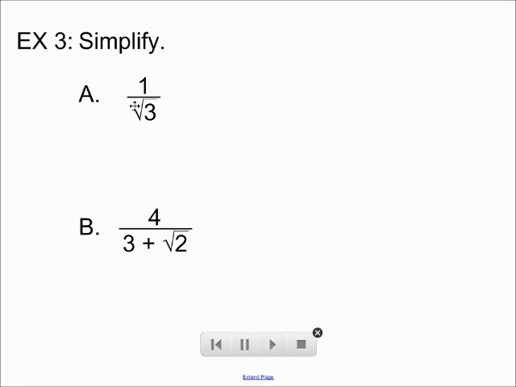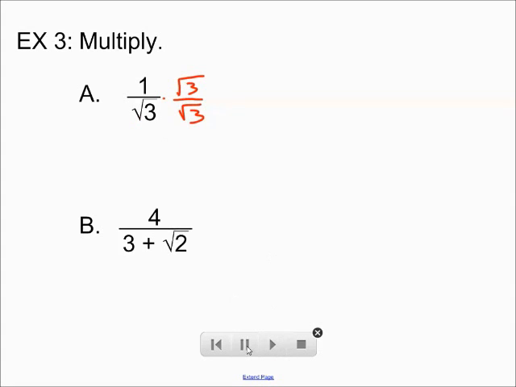You cannot have a radical in the denominator of a fraction. So here's how we do that. It's called rationalizing the denominator. We'll just multiply by square root of 3 over square root of 3. When you multiply by 1, and that's what this number is, you don't change the value of the expression at all. So we're allowed to do that.